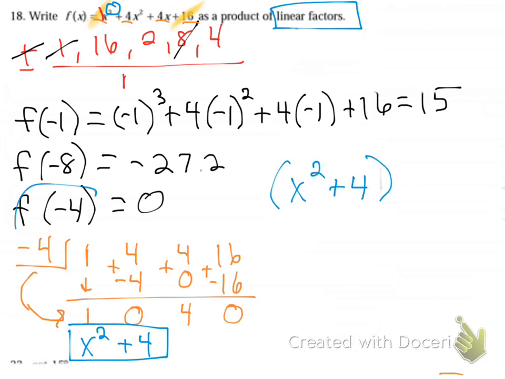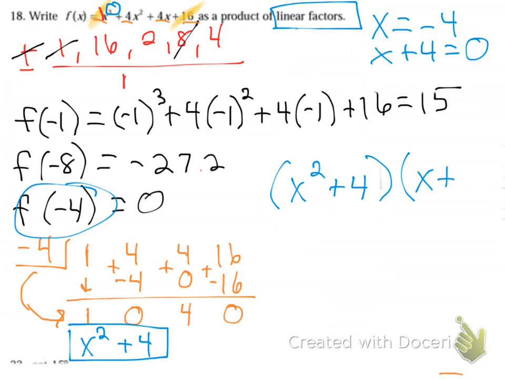Don't forget, though, that I still had this over here, that x equaled negative 4. I have to put that in somehow, and you just do that by setting it equal to 0, and then you can just add 4 to each side. And once it's equal to 0, it's a factor. So x squared plus 4 times x plus 4 gives you that original polynomial we ended up with. Okay? I'm moving on, so if you need to, please pause the video.